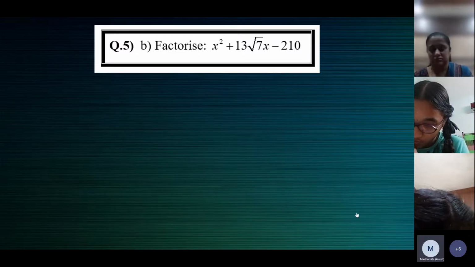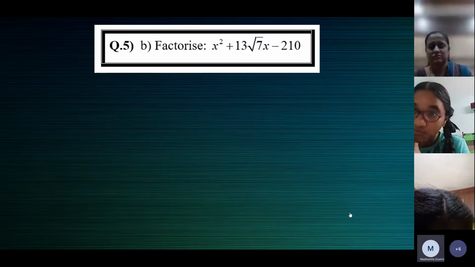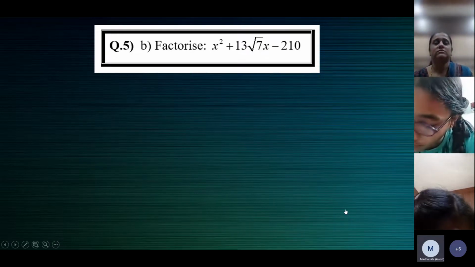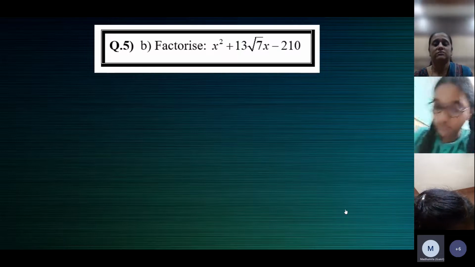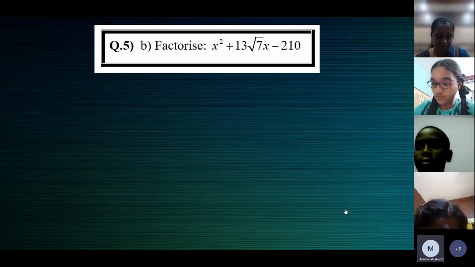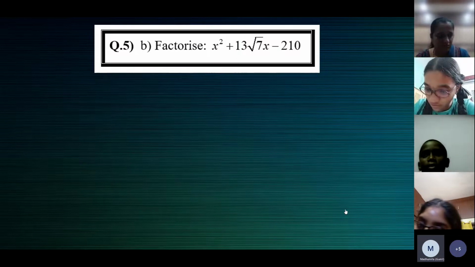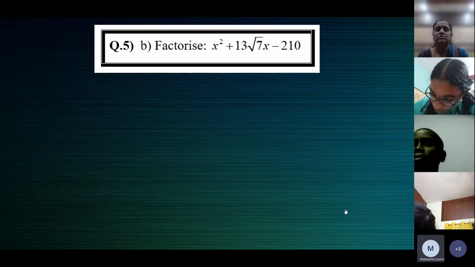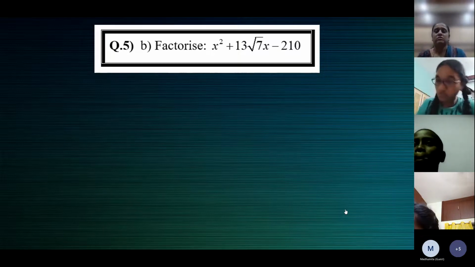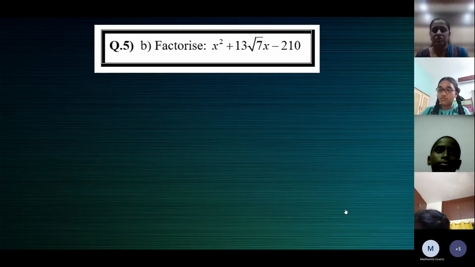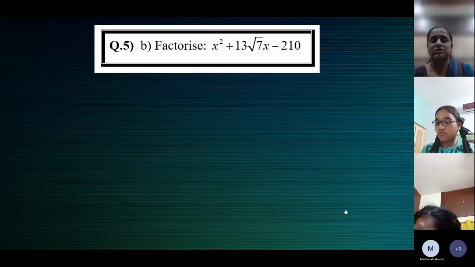Ma'am, I figured out how to do it, but when we split the middle term, only 11 root 7 is the total sum, ma'am. What's the total sum? 11 root 7, ma'am. Oh. Okay, we'll just wait for the others also to try. I'll share the answer.